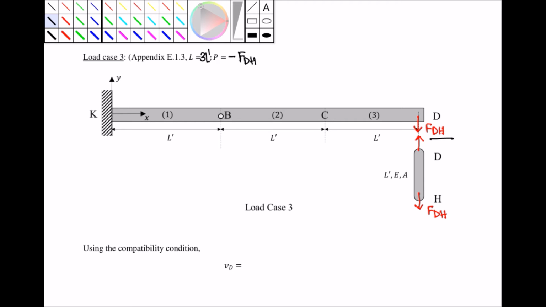From the appendix, we have Vd3 equal to minus FTH times 3L prime whole cube divided by 3EI, and this simplifies to minus 9 FTH times L prime cube divided by EI.